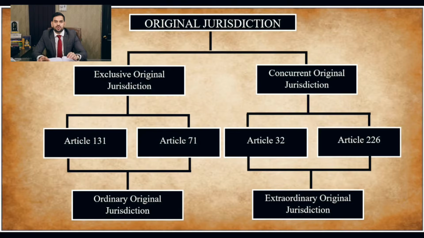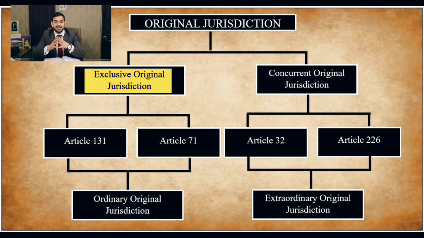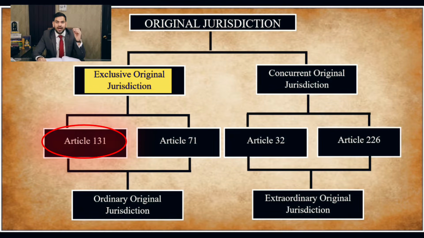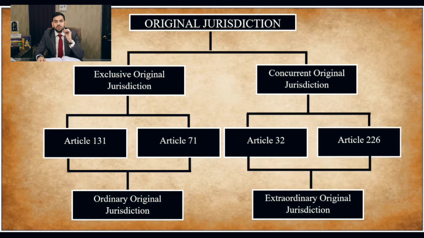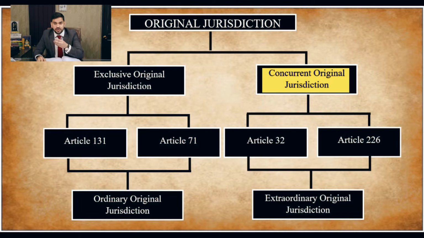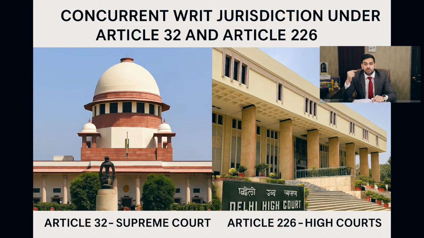Now, if you look at this, original jurisdiction of the Supreme Court is divided in two parts. First, under Article 131 of the Constitution and also Article 71 of the Constitution, which is called the exclusive original jurisdiction of the Supreme Court. Second category is called the original concurrent jurisdiction, which is Article 32 and 226. Why is it called concurrent jurisdiction? Because this writ jurisdiction is not only exercised by the Supreme Court, but also exercised concurrently by the High Court. So it is original concurrent jurisdiction.